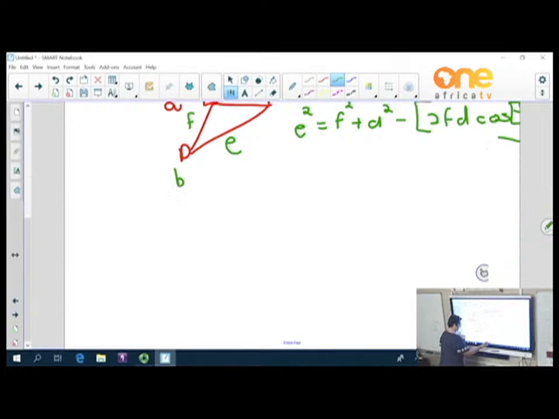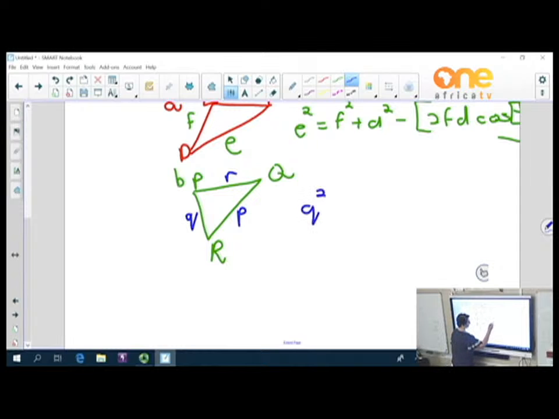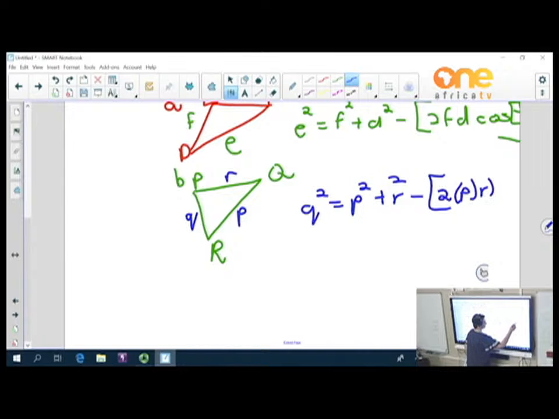Number B, PQR, it looks like this. So if we label the sides, this is side P, this is side R, this is side Q. We can calculate any one now here. Let's say q squared, then it will be p squared plus r squared minus in brackets 2pr cosine q. Always coming back to that angle there.